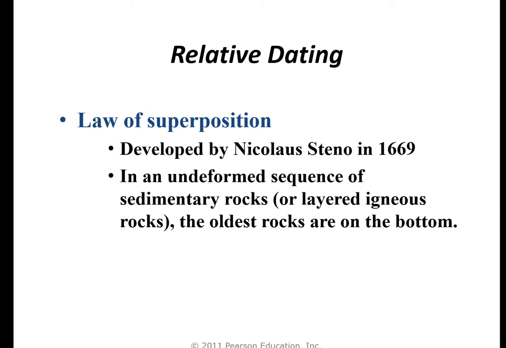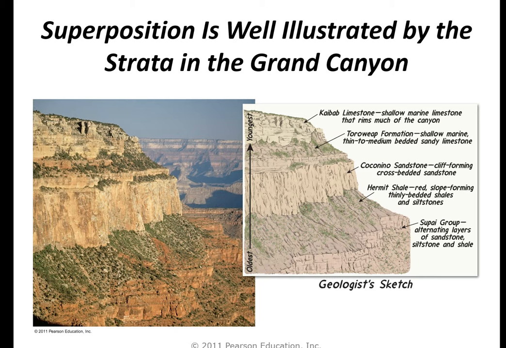And in relative dating, we learn about the law of superposition. This was developed by Nicholas Steno in 1669, and it is an undeformed sequence of sedimentary rocks or layered igneous rocks. The oldest rocks are on the bottom. So if you have a layer of rocks you see in an outcrop somewhere, the ones on the bottom are going to be the oldest. This is what this law of superposition says. So if we look at the Grand Canyon here, you can see that the rocks on the very bottom are much older than the rocks on the top, and that's the law of superposition.